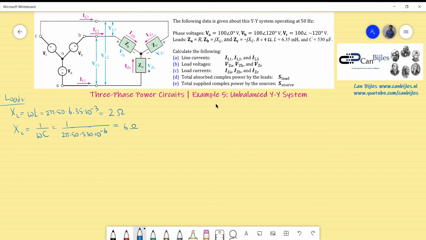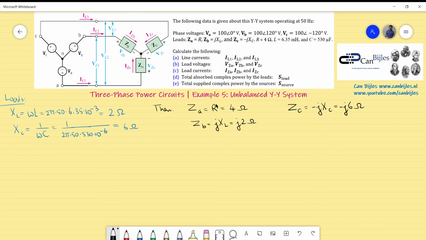Now I have the values of the reactances XL and XC. Then I can say the following. ZA, which is just the resistor R, is already given as 4 ohms, so that's actually done. ZB, which is j XL, is j 2 ohms, that's also done. And the impedance ZC, which is minus j XC, is minus j 6 ohms.